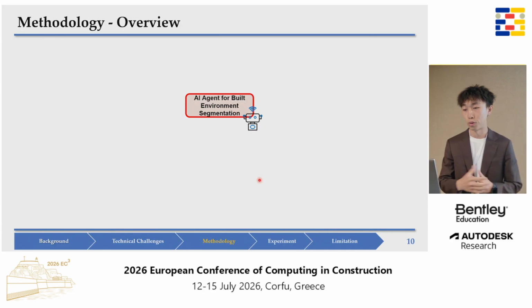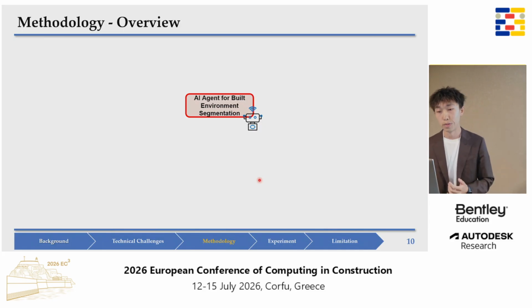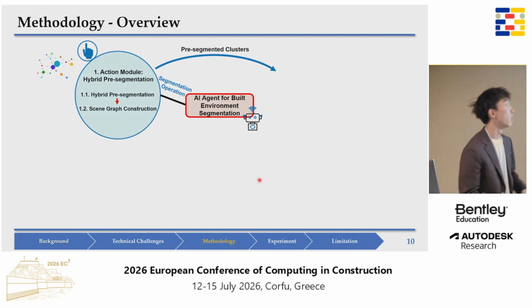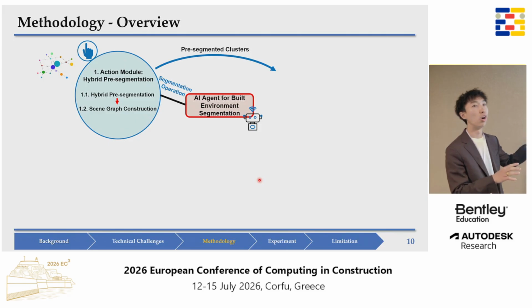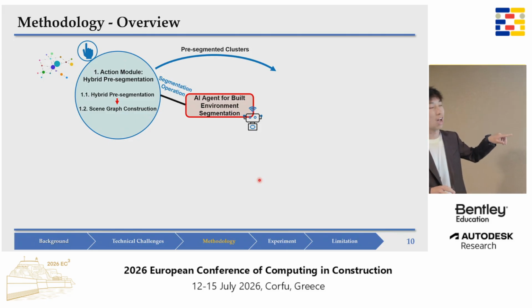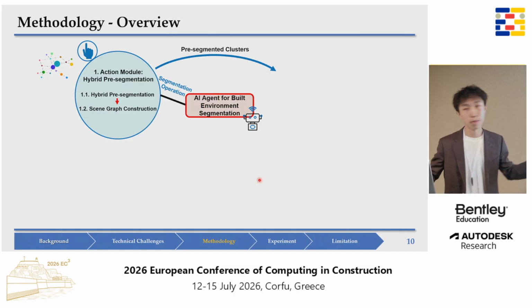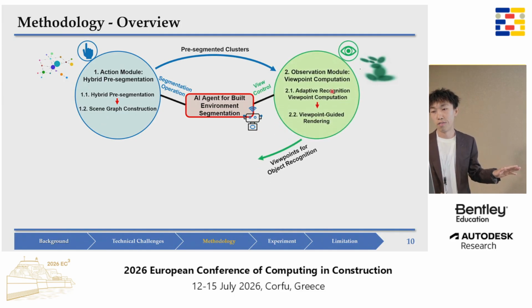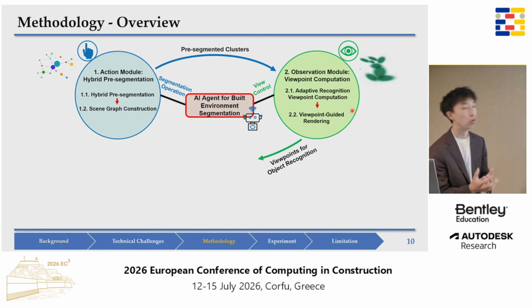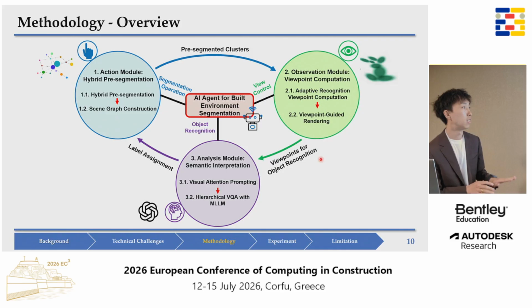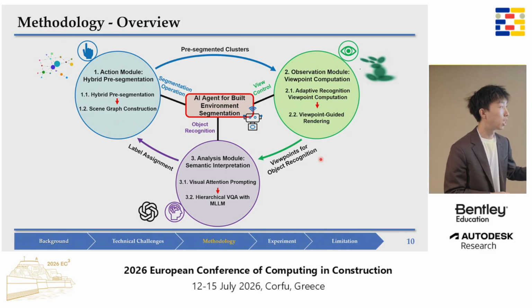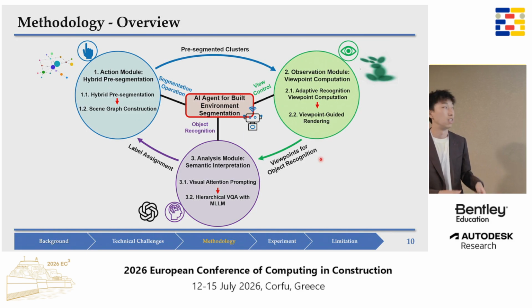Inspired by the human process, we propose our AI agent for built environment segmentation. It has three modules. The first one is the action module. It works like the hand of the whole system, responsible for the hybrid pre-segmentation, and it passes the pre-segmented clusters to the second module, the observation module. It works as the eye of the whole system. In this module, we calculate the best recognition viewpoint and do some rendering. The rendering is passed to the third module, the analysis module, which serves as the brain of the whole system. It does the semantic analysis and assigns labels to the pre-segmented clusters.